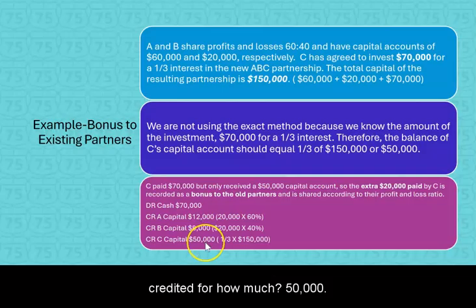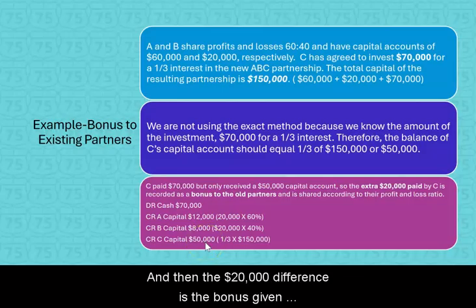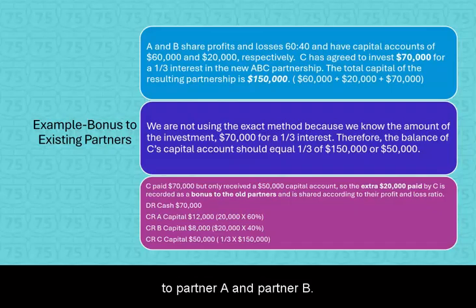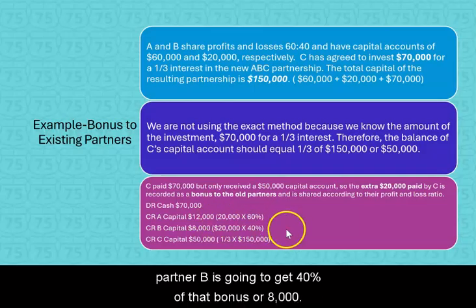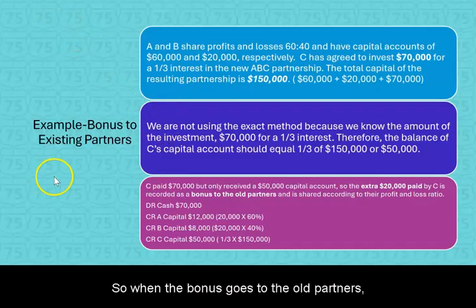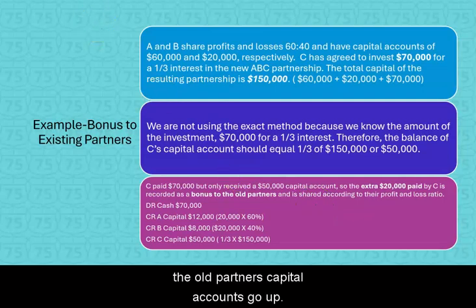gets credited for how much? $50,000. And then the $20,000 difference is the bonus given to partner A and partner B. Partner A is going to get 60% of that bonus, or $12,000, and partner B is going to get 40% of that bonus, or $8,000. So when the bonus goes to the old partners, capital accounts go up.